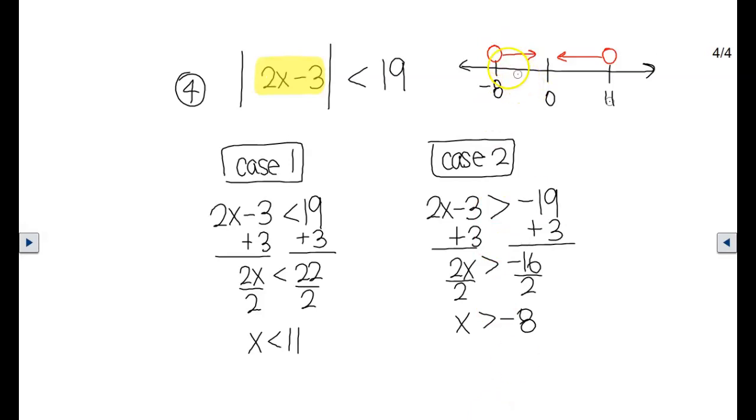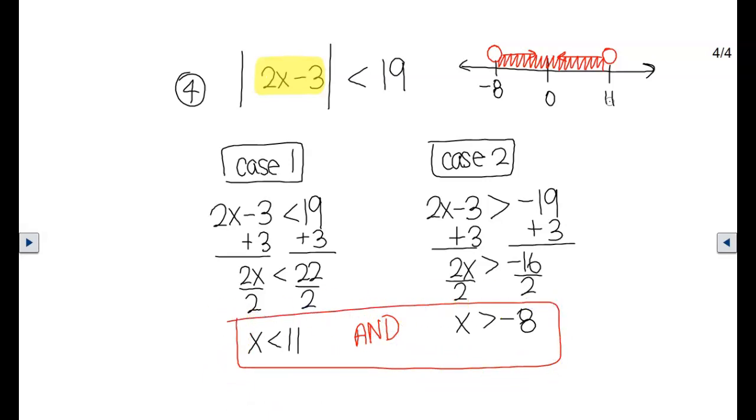So notice, this is going to be that car bumper situation. So what does that tell me? That tells me that this is an AND answer. x has to be less than 11 and x has to be greater than negative 8. So when I look at your solutions, I'm going to want to see that connecting word. That's really important. That's a big deal in this.